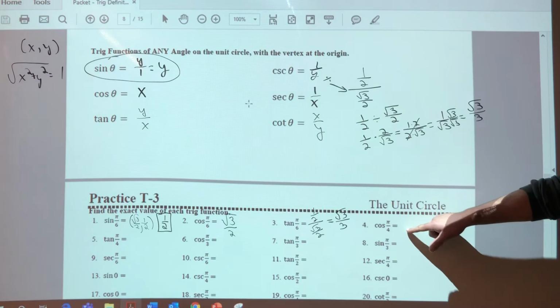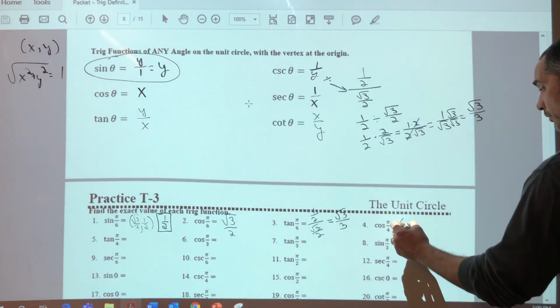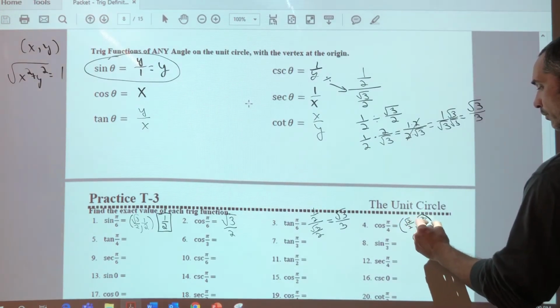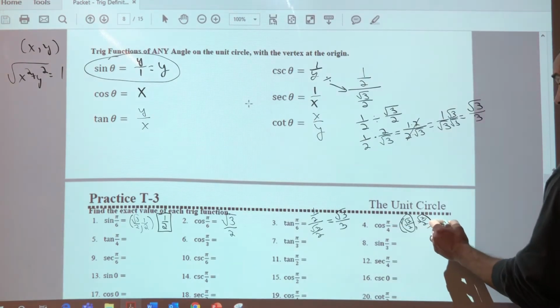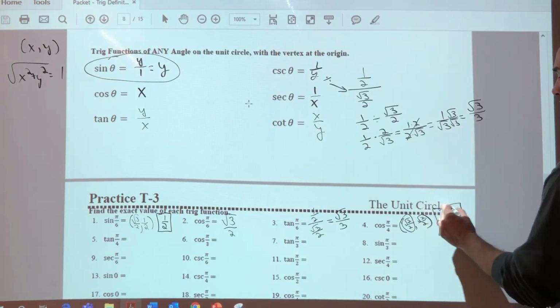And then this one's asking for the cosine of pi over 4. Well, our point for pi over 4 is square root of 2 over 2, square root of 2 over 2. Remember, cosine is the x value, so we're looking at this. So it's the square root of 2 over 2, and that is the value there.